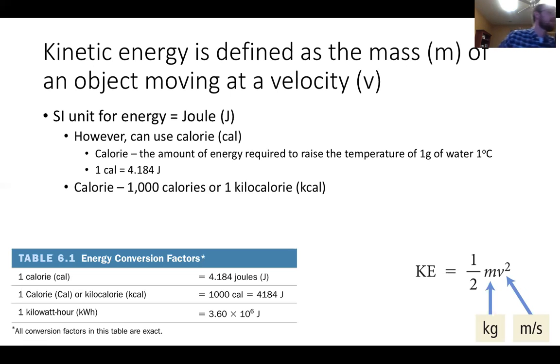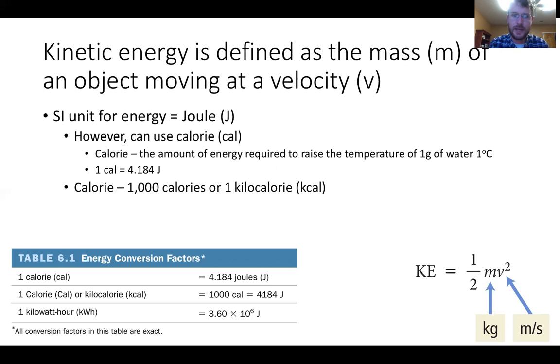Now, the SI unit for energy is the joule. However, we can use a calorie, right? A calorie is the amount of energy required to raise the temperature of 1 gram of water 1 degree Celsius. 1 calorie is 4.184 joules, right? So 1 lowercase c calorie is 4.184 joules.